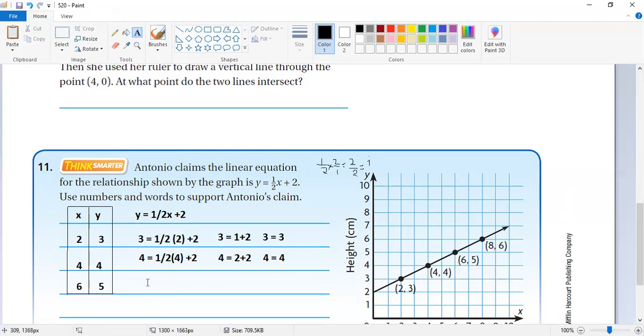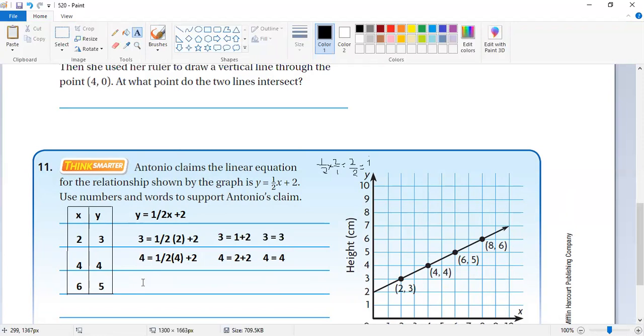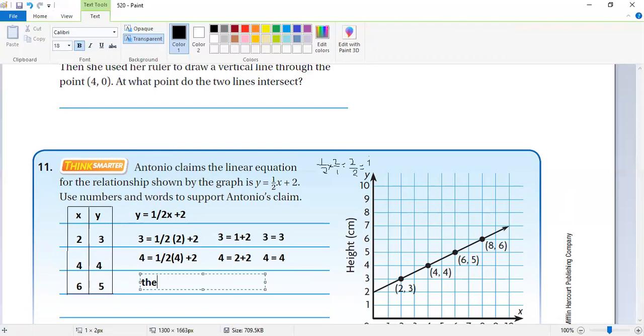So how are you going to use words now to show that Antonio's answers are right? You just have to say that the ordered pairs 2, 3, that's from the graph, and 4, 4, are on the line.